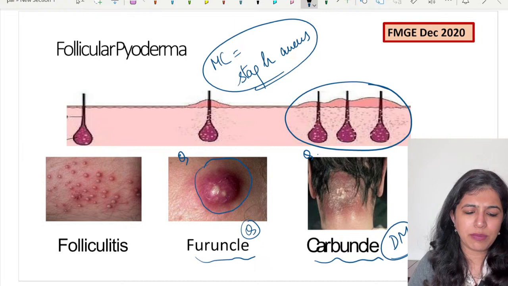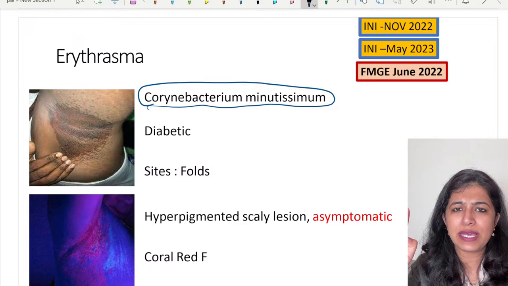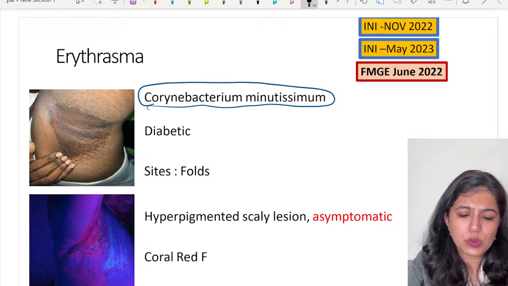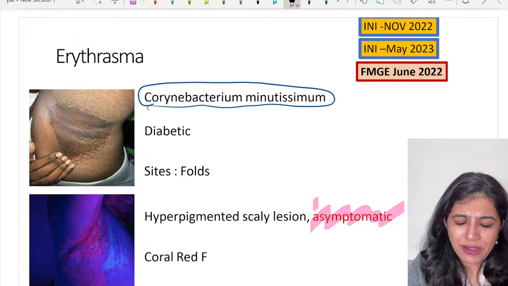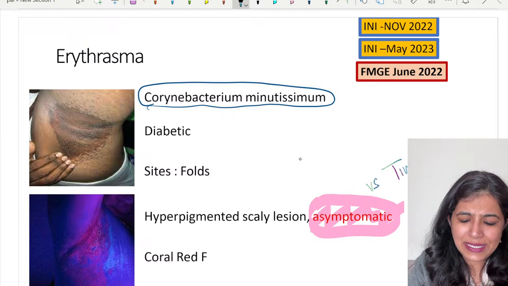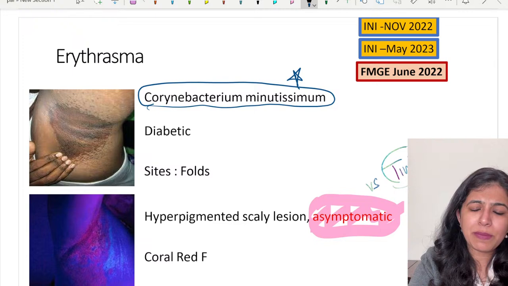Then we come to an infection caused by Corynebacterium minutissimum, which is erythrasma. The question here will say a patient with uncontrolled diabetes presents with an asymptomatic hyperpigmented scaly patch in the axilla. What is the next investigation that you will do? If the question says asymptomatic, then you can easily differentiate this from tinea, because tinea is itchy and erythrasma is asymptomatic. So if there is a patient who is diabetic presenting with an asymptomatic patch in the axilla, it is erythrasma caused by Corynebacterium minutissimum.